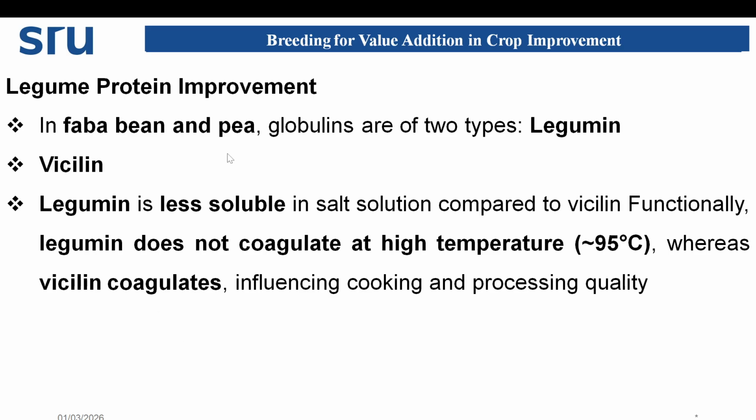In faba bean and pea, globulins are of two types, that is legumin and vicilin. Functionally, legumin is less soluble in salt solution compared to vicilin. Legumin does not coagulate at high temperature, approximately 95 degrees, whereas vicilin will coagulate, influencing the cooking and processing quality.